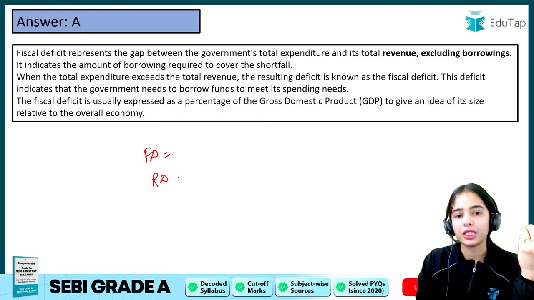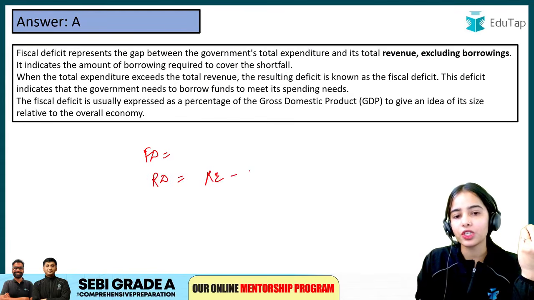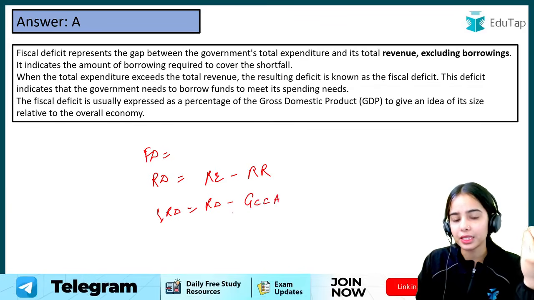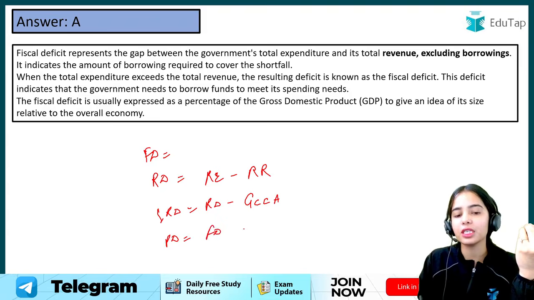I hope you know about the formula of the fiscal deficit and the revenue deficit. Revenue deficit is revenue expenditure minus the revenue receipts. Effective revenue deficit is revenue deficit minus the grants for the creation of capital assets. Primary deficit is fiscal deficit minus the interest liabilities, the interest payments.